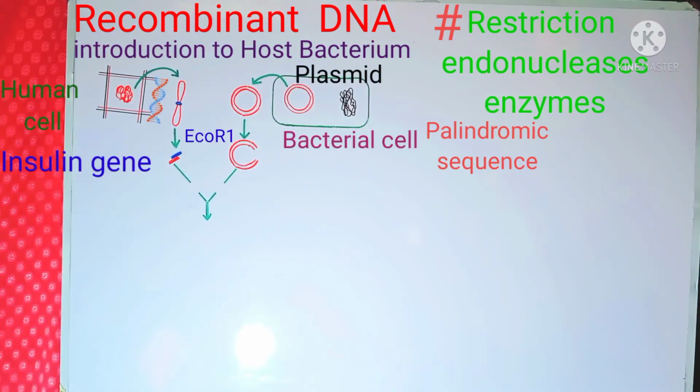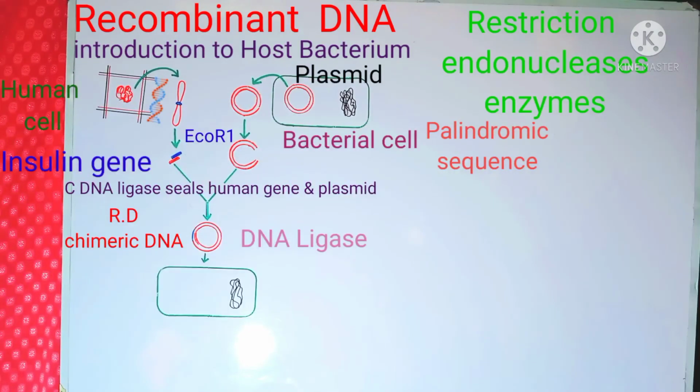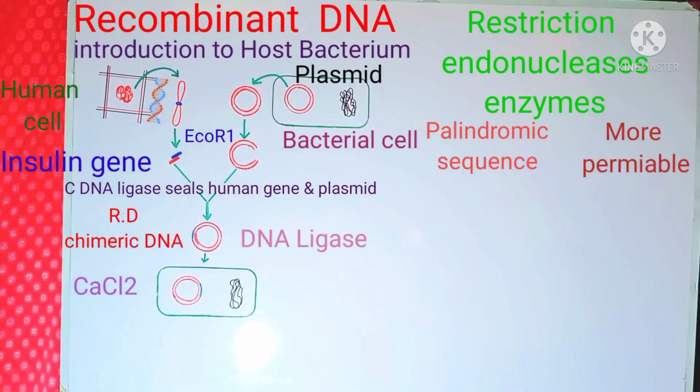And this gene of interest, that is the insulin gene, is joined with the sticky ends of the plasmid with the help of the enzyme DNA ligase. DNA ligase seals the foreign piece of insulin gene into the vector plasmid so that DNA from two different organisms have joined together, which is now called recombinant DNA or chimeric DNA. Bacterial cells take up this recombinant plasmid if they are treated with calcium chloride solution to make their membranes more permeable. So after the treatment of calcium chloride, the recombinant plasmid is taken up.